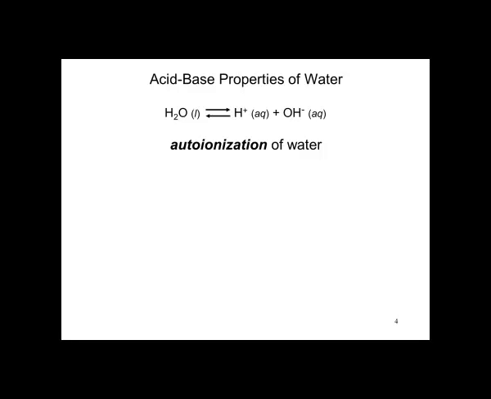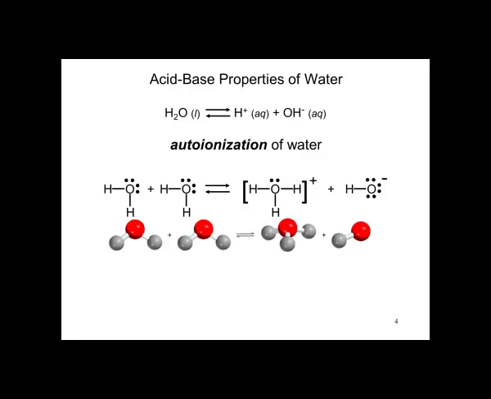The acid-base properties of water. Water, amazingly, autoionizes into hydrogen ion and hydroxide ion. It's an equilibrium, shown here schematically. And here we have two water molecules in equilibrium with the hydronium ion H3O+ plus hydroxide ion. The hydronium ion H3O+ is simply an H+ aqueous ion. The water molecule on the left acts as an acid, and the hydroxide ion is the conjugate base. The second water molecule is a base, and the conjugate acid is the hydronium ion.